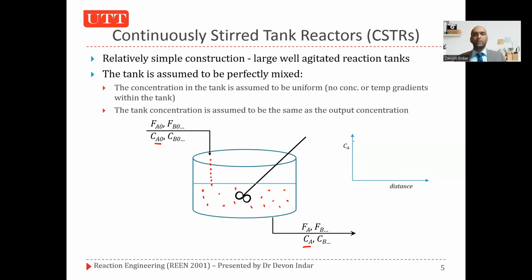It might be easier for you to visualize in a concentration profile. Initially we're starting off here at a concentration CA0, and as soon as those droplets touch the liquid, they immediately drop all the way down to the exit concentration CA.